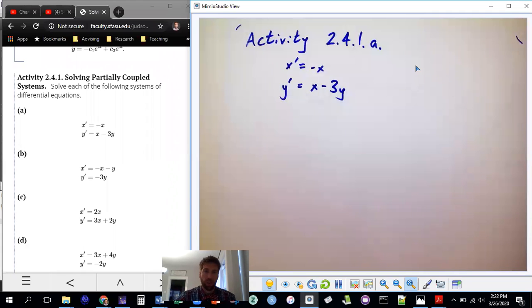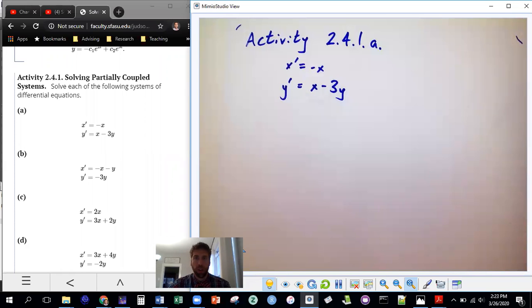This is differential equations, section 2.4. We're going to do activity 2.4.1 in 4 parts. This is part 1, where we tackle part A of the activity.